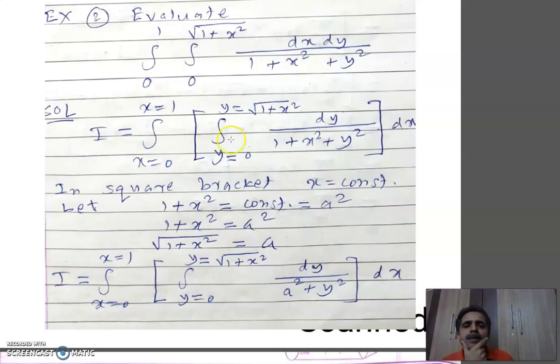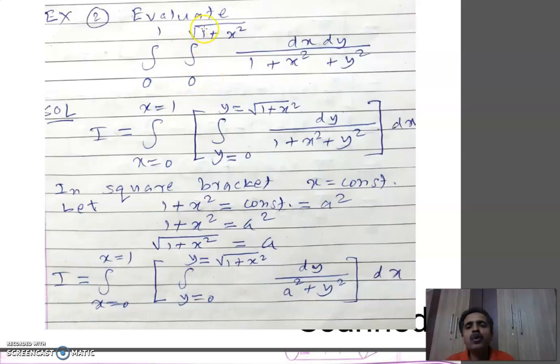In the second example, look at the second example. This is the second example. Fine. Evaluate this double integral. Variables are x and y, and look at the limits of the inner integral: 0 and under root of 1 plus x square. They are functions of x, so we must integrate first with respect to y. So these are standing for limits of y.